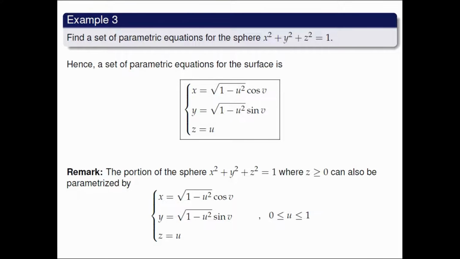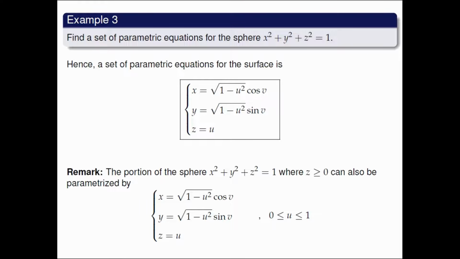Some remark, the portion of the sphere x squared plus y squared plus z squared equals 1, where z is greater than or equal to 0 can also be parameterized using these equations. But u is from 0 to 1.